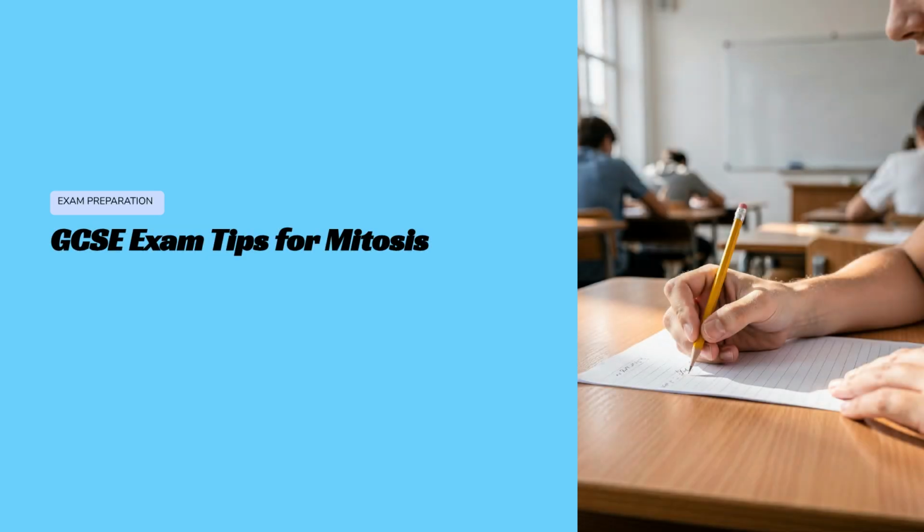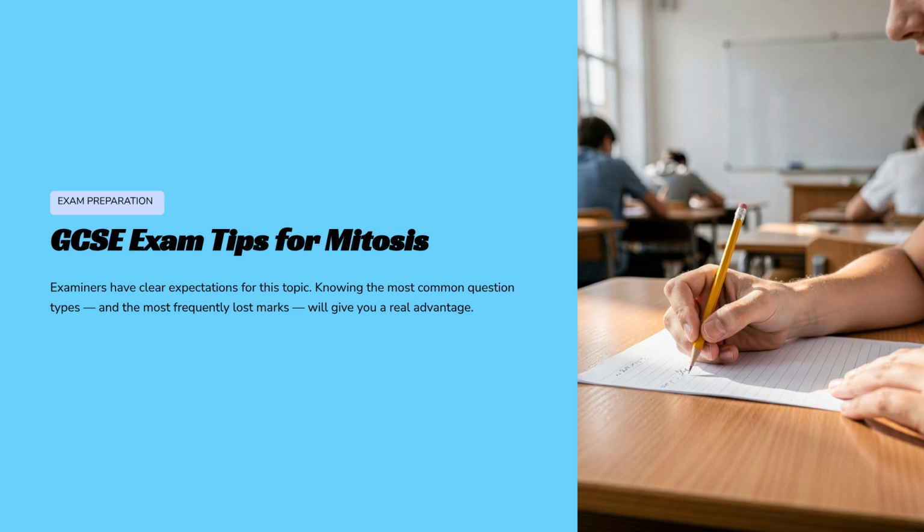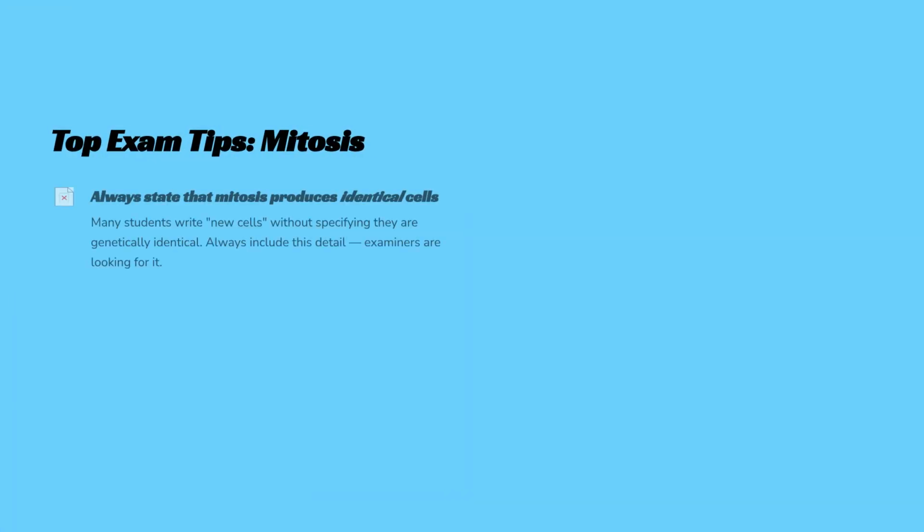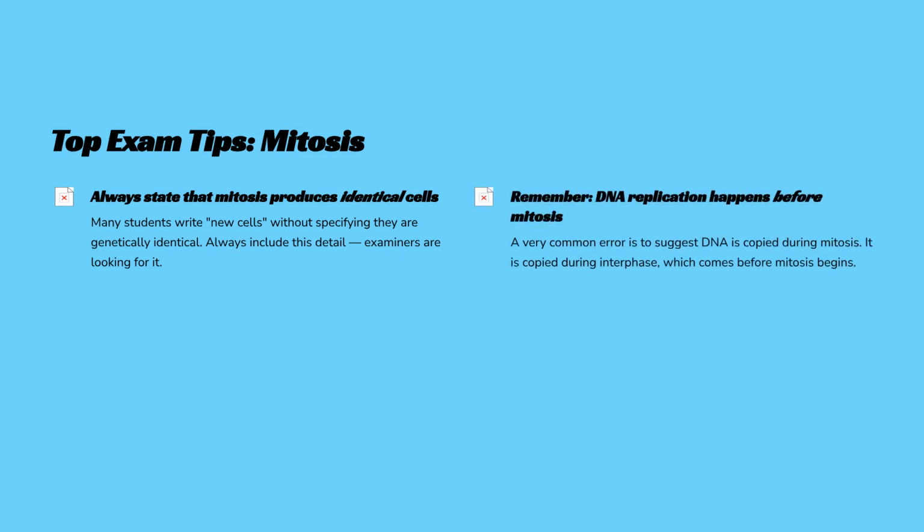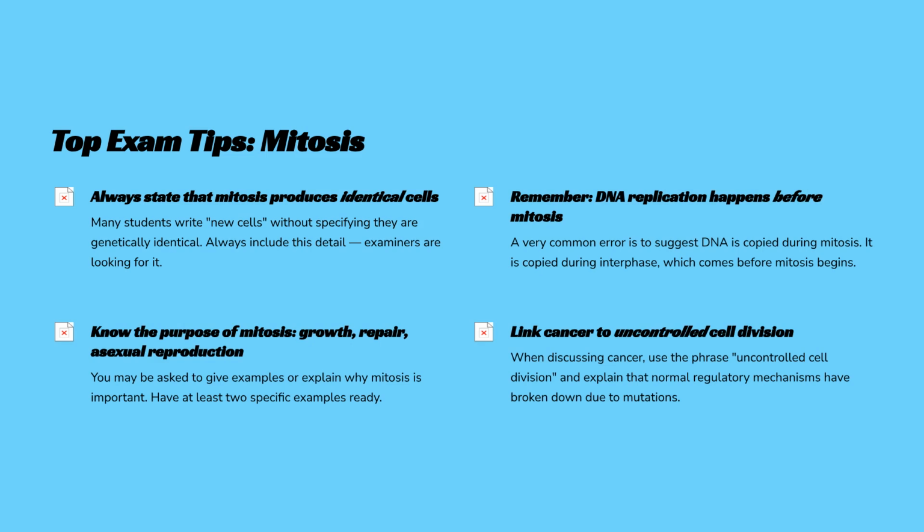Now that we've covered the science, let's focus on how to use this knowledge to ace your exams. Knowing examiner expectations gives you a real advantage. First, always state that mitosis produces identical cells. Remember that DNA replicates before mitosis, during interphase, not during division itself. Also, link cancer to uncontrolled cell division.